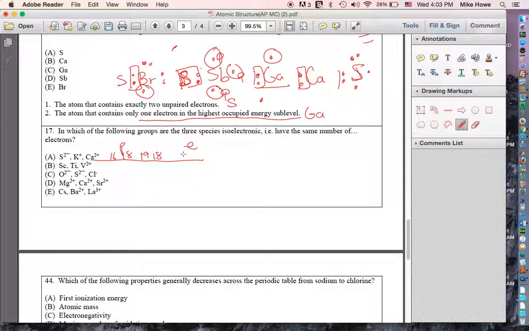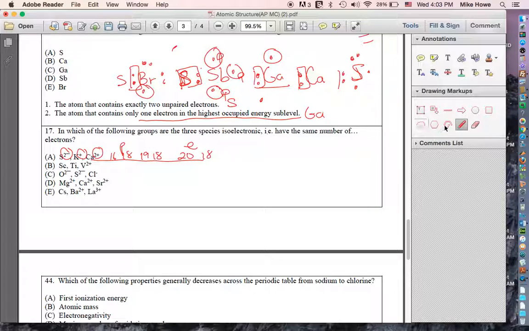And the answer is the first one. Calcium has 20 protons and 18 electrons. You see, sulfur has gained 2 electrons, so 16 plus 2 is 18. Potassium has lost 1, so 19 minus 1 is 18. And calcium has 20, but it's got a +2 charge, so it's lost 2, and 20 minus 2 is 18.